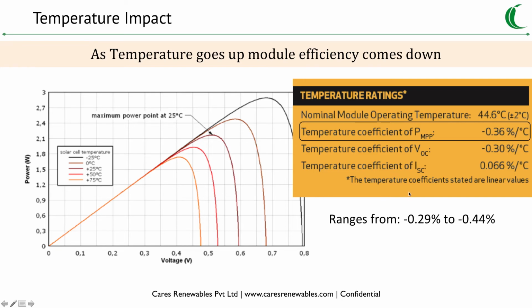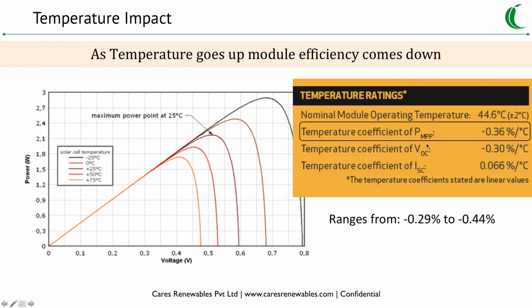What it means is, for every degree rise in temperature above 25 degrees of the panel surface temperature, how much does the module's efficiency or performance come down. So at 26 degrees for this particular panel, the efficiency will come down by 0.36%, or output will come down by 0.36% compared to the 25 degree value. So that's what the temperature coefficient means.